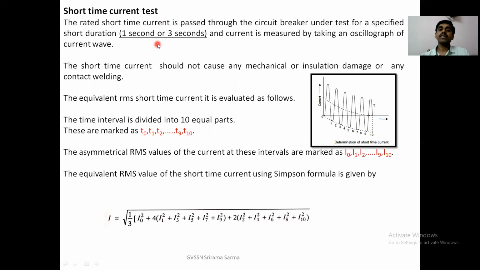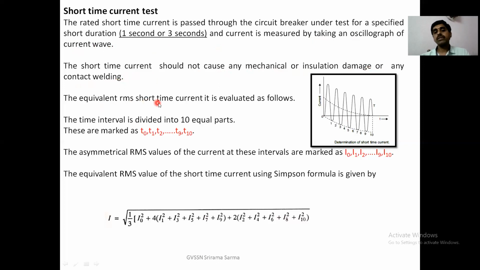In case the symmetrical breaking current to rated normal current ratio is greater than 40, then it is just 1 second. The test is for 1 second. And the current is measured by taking an oscillograph of the current wave. The short time current should not cause any mechanical or insulation damage or any contact welding.